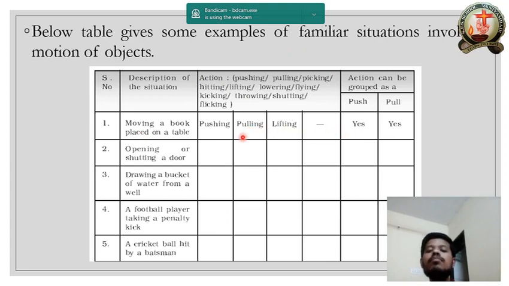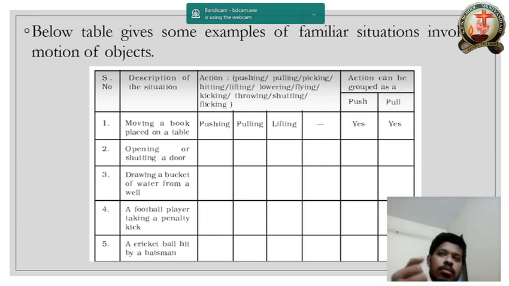So here pushing is done, pulling is also done. So it can be grouped as, it can either be pushed, yes, and it can also be pulled. So you have to mention it as yes, yes. Second one, opening or shutting a door. Just now I gave one example during the warm-up session.